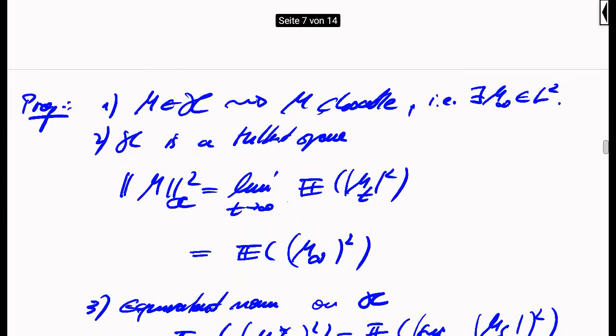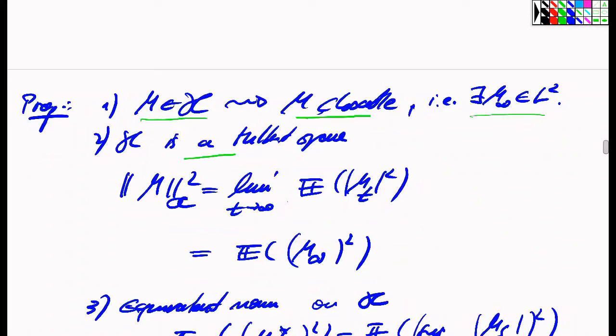Then we have the following proposition, namely, if M is in this space H, so M is a uniformly square integrable martingale or uniformly L2 bounded martingale, then this martingale is in particular closable. So therefore we have this closure random variable M infinity, which is in L2 then. That's the statement, that this closure is also an L2 variable. And this space curly H is in fact a Hilbert space, which we can equip with the norm that is just the limit of these L2 norms.